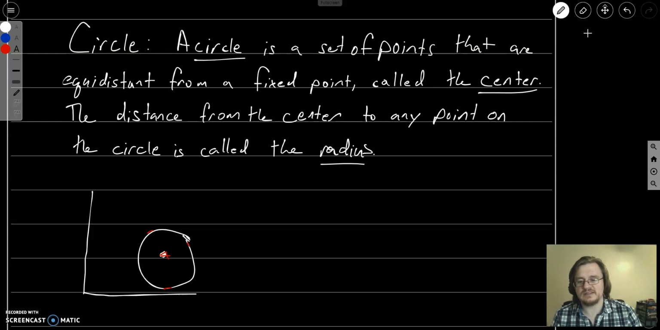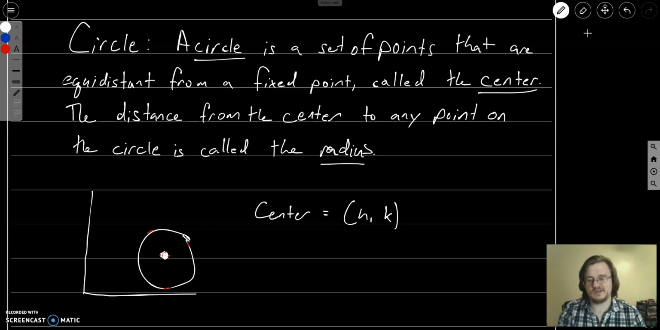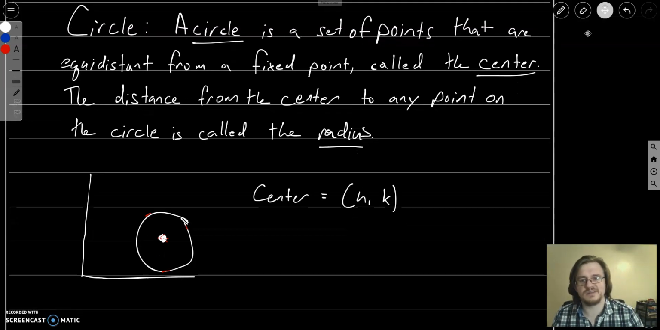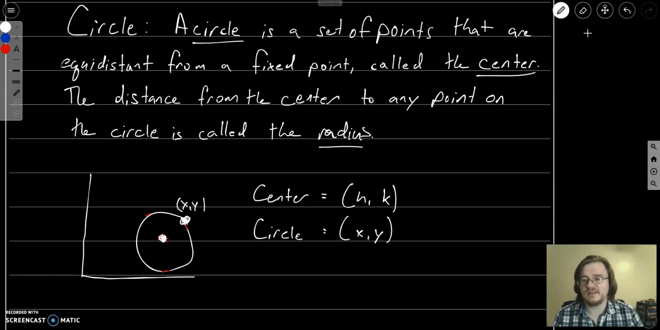So what this means is that if the center of the circle is called HK, I didn't come up with this notation, but this is common notation in lots of textbooks. The center to be called HK. If we pick any point on the outside, let's call this just XY. So a point on the circle, we'll just call XY. The distance between these 2 points has to be exactly equal to the radius. So let's call the radius R.